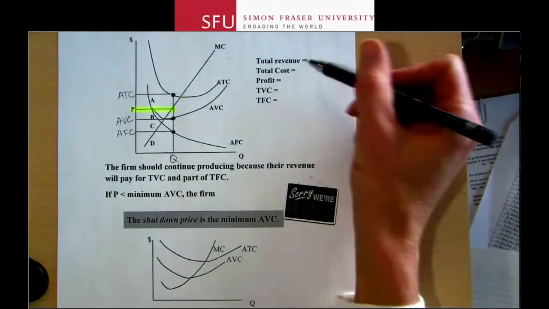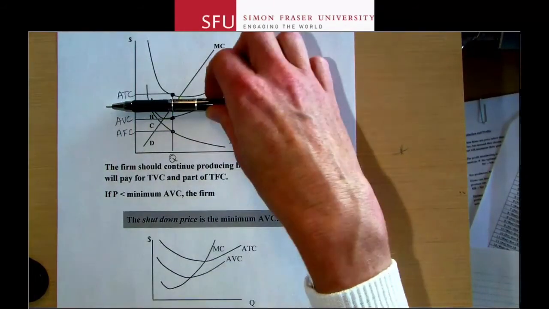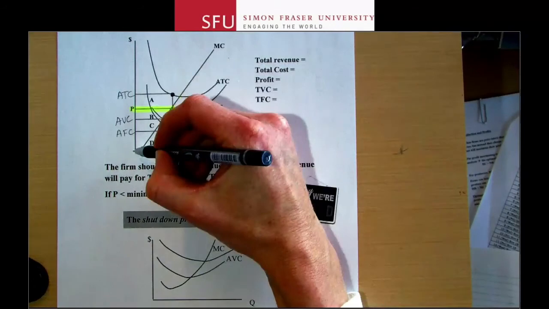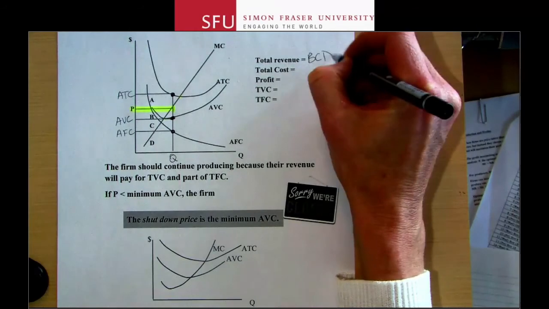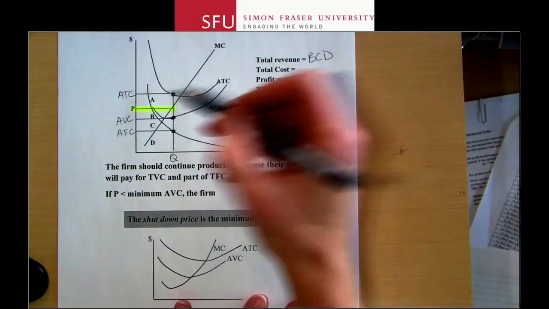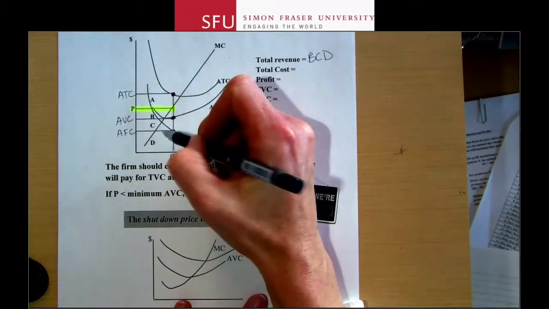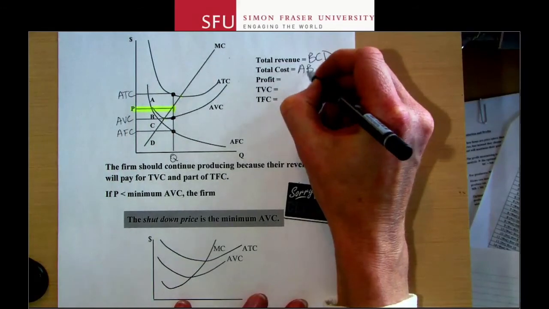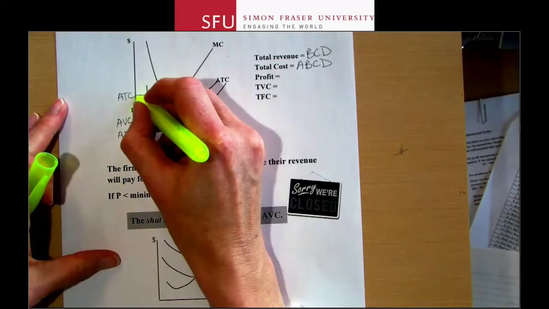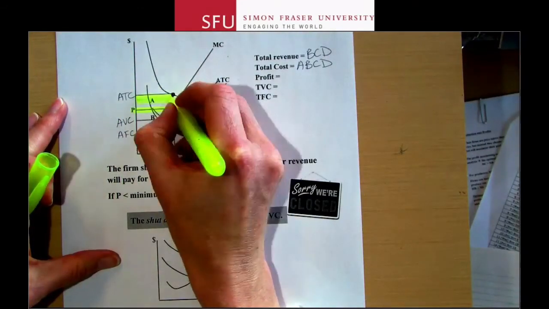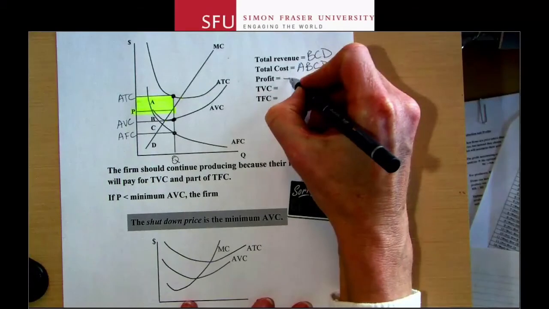Now, total revenue is going to be the price times the quantity, so that will be the letters B, C, and D. The total cost, though, is including A as well, the average cost times the quantity. So A, B, C, D is the total cost. So in the diagram then, they're losing money. The difference between the average cost and the price, so area A is their loss. For profit, we can put minus A.